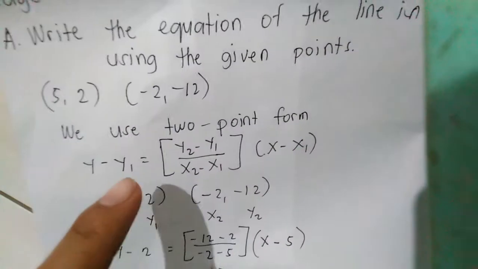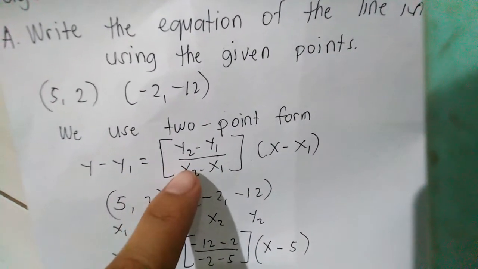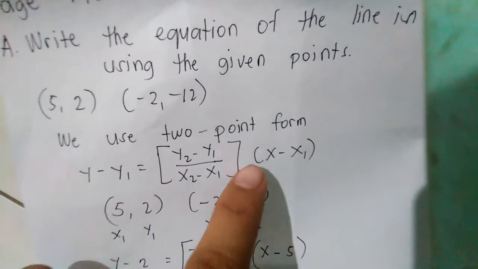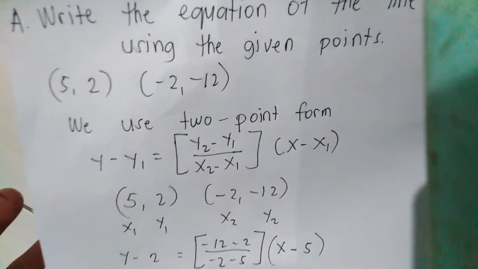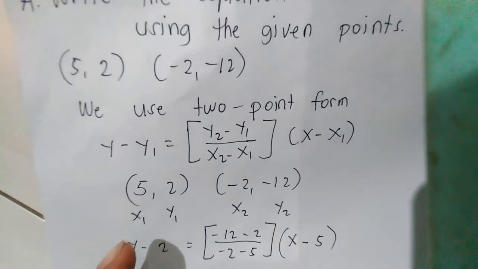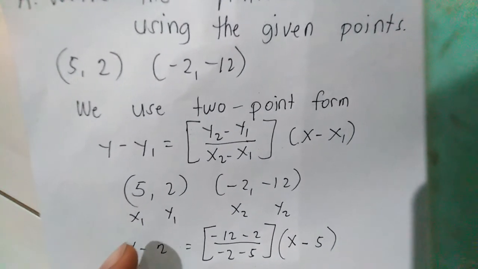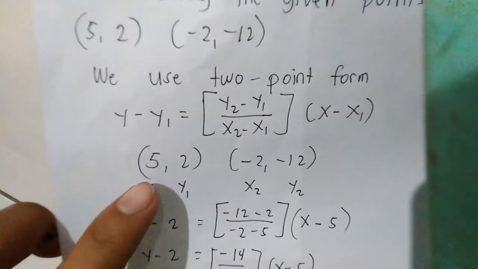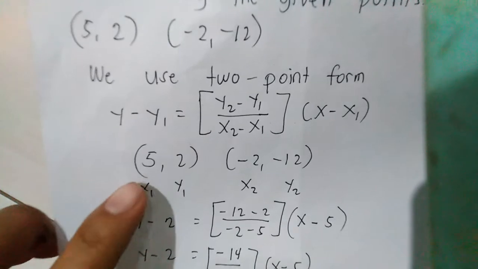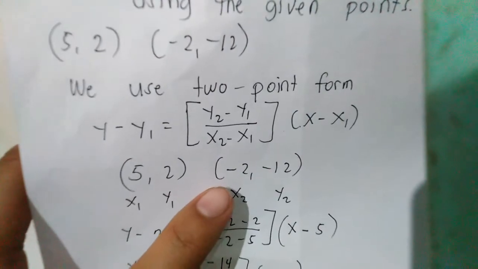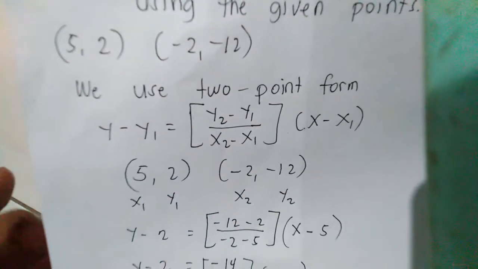y minus y sub 1 equals, this is the slope, right? The formula for the slope is y sub 2 minus y sub 1 over x sub 2 minus x sub 1, times x minus x sub 1. Then we are going to substitute the values of x sub 1 and x sub 2, and y sub 1 and y sub 2. Again, our given points are 5, 2, and negative 2, negative 12, right? So our first point, 5, 2: the 5 is our x sub 1, 2 is our y sub 1. And in our second point, negative 2 is our x sub 2 and negative 12 is our y sub 2.